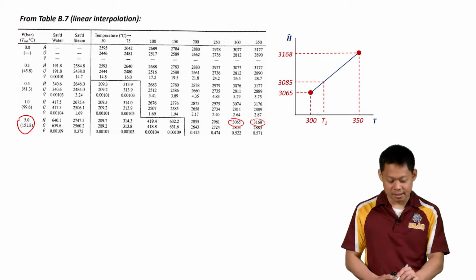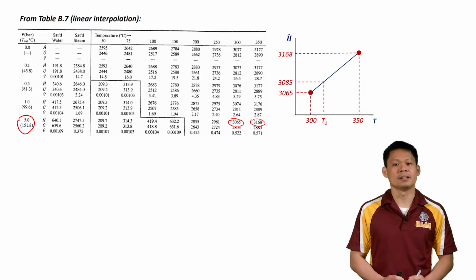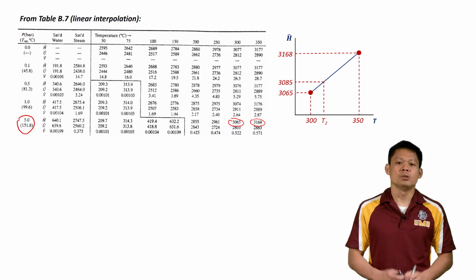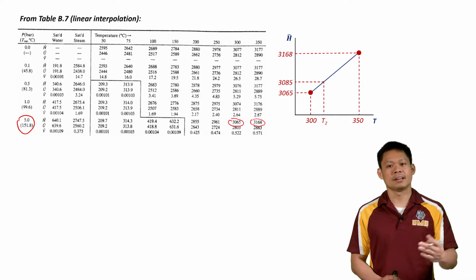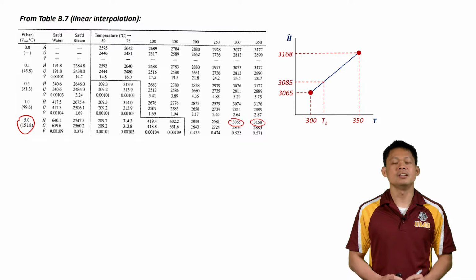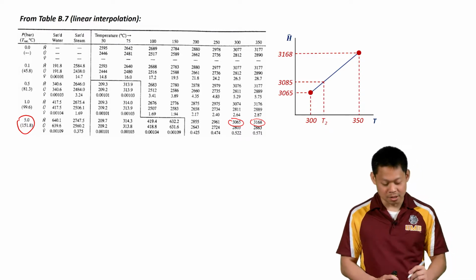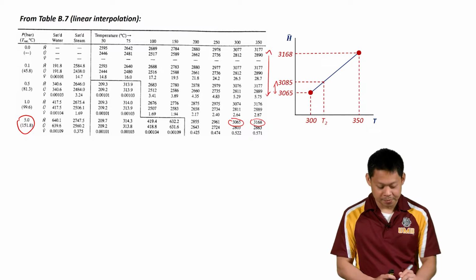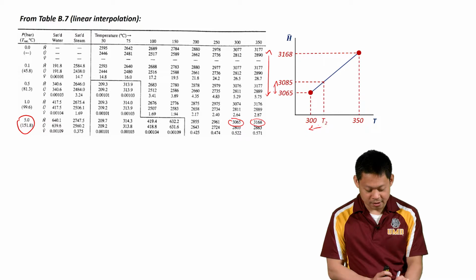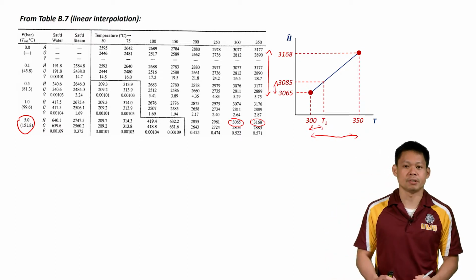What we're trying to find is, at 3085 specific enthalpy, what is the temperature? You could use our two data points and figure out an equation for this line and then plug in the h hat of 3085. Or the easier way is to just do it by ratios. Because this is a straight line, we know that the ratio of this height over this height is equal to the ratio of this length over this length. And that's just simply because we have a linear relation.